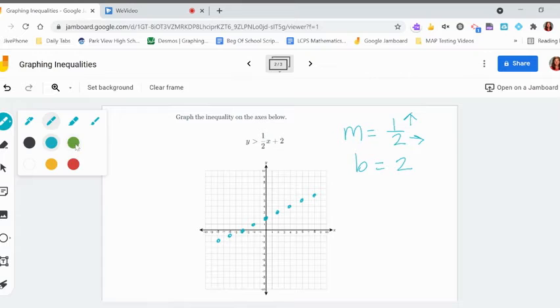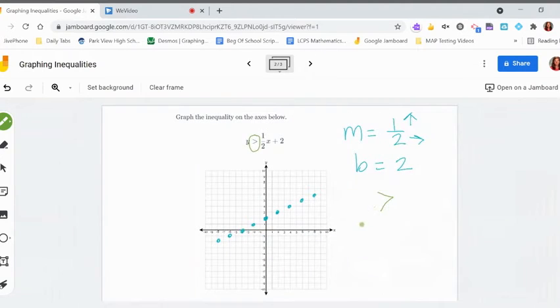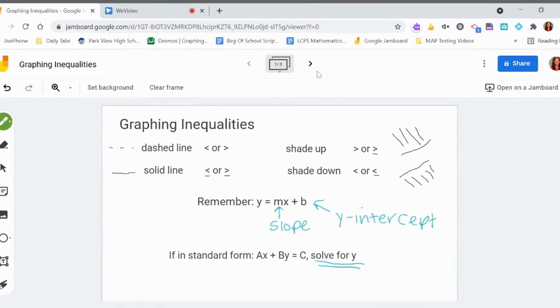Now we're going to look at our symbol here. This is greater than. So I have two things. Am I going to shade up or shade down? And is it dashed or solid? Let's look at dashed or solid first. It's just greater than, so it's going to be a dashed line. I'm going to come through here and put a nice dashed line. Because it's greater than, there's no underline. And it is greater than, so we're going to shade up.